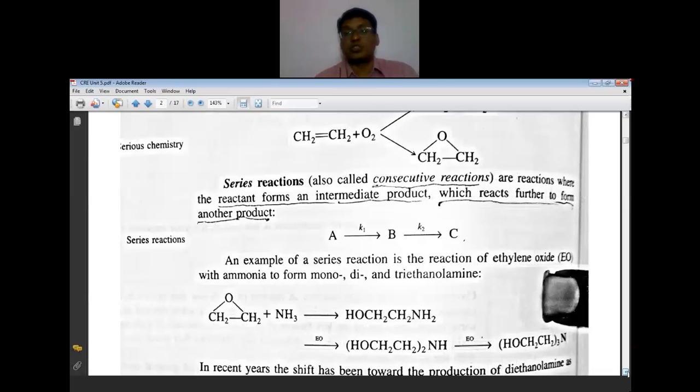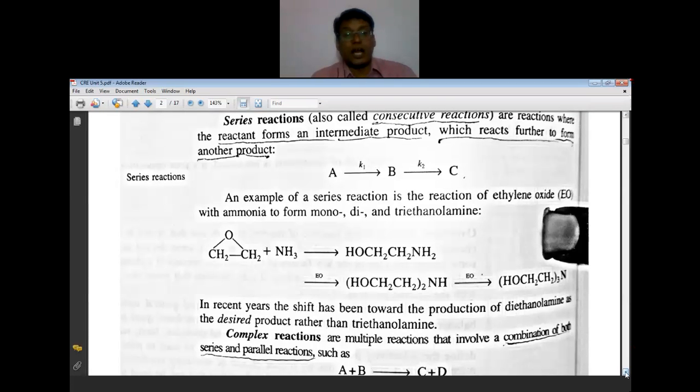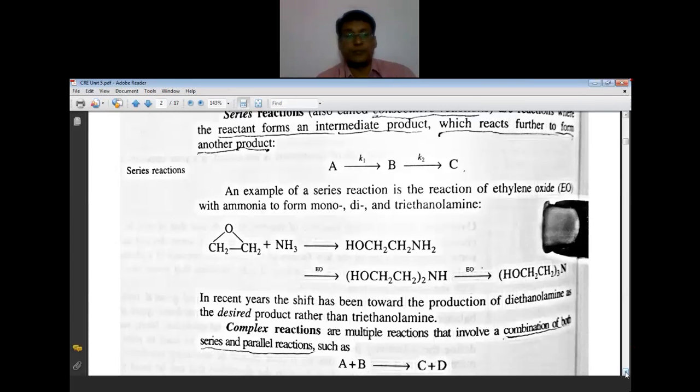Next is series reactions. They are also called consecutive reactions, where the reactant forms an intermediate product which reacts further to form another product, which further reacts to form another product. In this case, my product can be B or my product can be C also. It is not necessary that my product is always C. My product can be B also. For this, the example is ethylene oxide with ammonia to form mono-, di- and triethanolamine. So ethylene oxide plus ammonia is going to give you monoethanolamine, diethanolamine or triethanolamine.